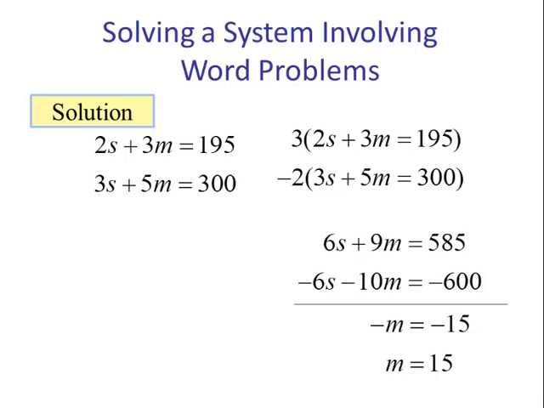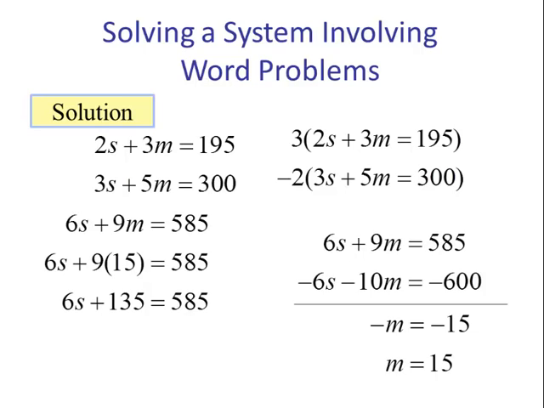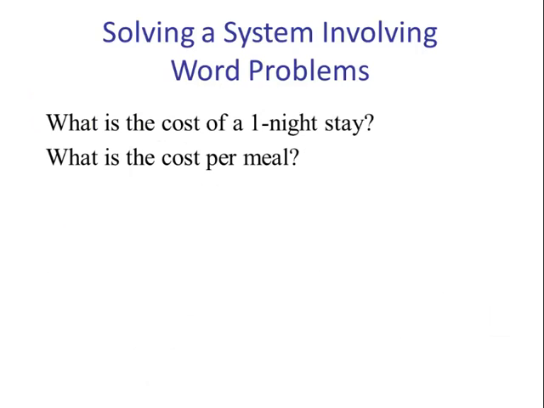To find the value of s, we take one of the equations, and everywhere we see an m, we stick a 15. So in this case, we have 6s plus 9 times 15 equals 585. 9 times 15 is 135. Subtract 135 from both sides of the equal sign and divide by 6, we see that s is 75. So what does this mean in terms of the problem? The cost of a one-night stay is $75 and the cost per meal is $15.